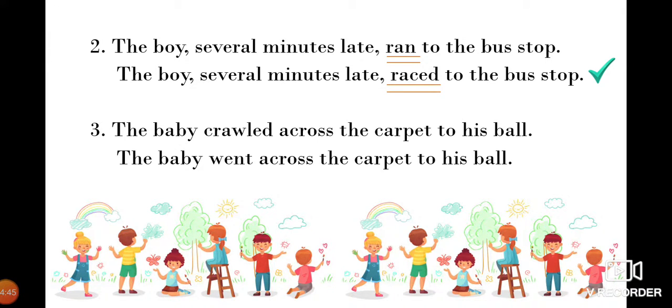Number 3, the baby crawled across the carpet to his ball, or the baby went across the carpet to his ball. So we underline the verbs two times. We identify the clearer sentence, and in this case it is crawled. Why? Because babies start crawling, comienzan gateando, they don't walk. For that reason we don't use the verb go.